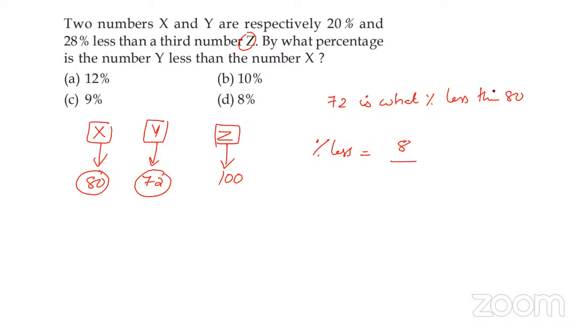And the base value, always remember, whatever comes after that, you can take it as the base value. So 80 is the base value. So 8 by 80 into 100 is nothing but 1 by 10 into 100. I can say 10% would be the right answer for this question. See, you can solve this question within 30 seconds if you use the plug-in approach.